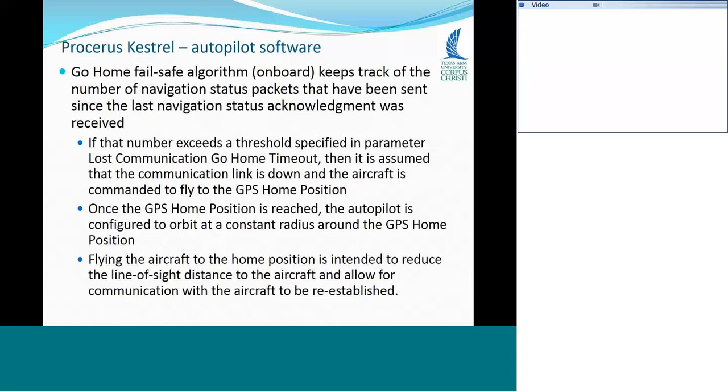Okay. Flying the aircraft to the home position is intended to reduce the line of sight distance of the aircraft and allow for communication with the aircraft to be reestablished. Usually the reason why you lose communication is that you're at the maximum of the radio range. That's typically what happens with the RS-16. And so the idea is, well, you bring it back close, and then maybe you reestablish communication. And that is what's happened every time we've had a lost link with the airplane. We get it back close enough, we reestablish link. Okay? So that's what's happening here.